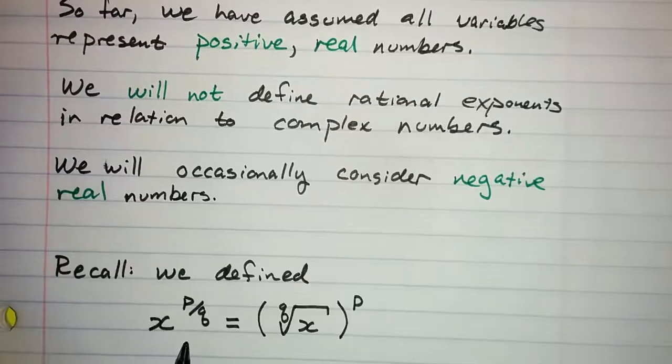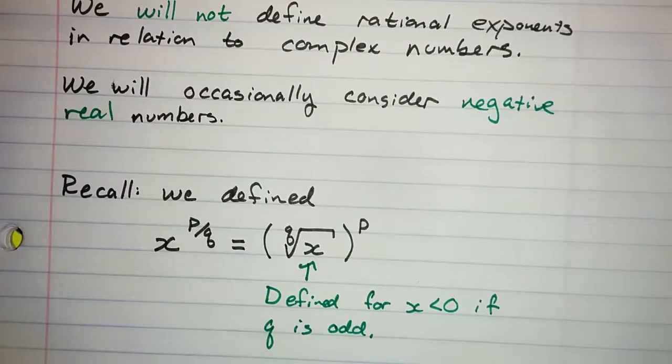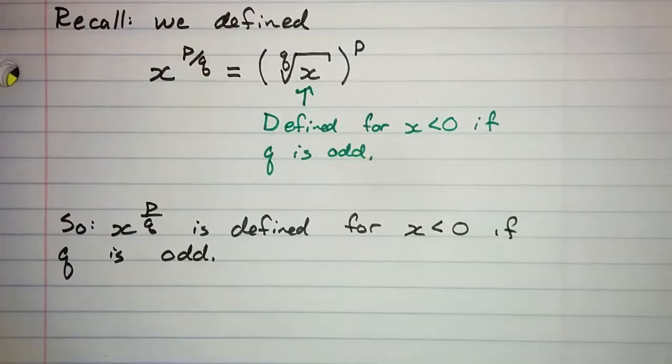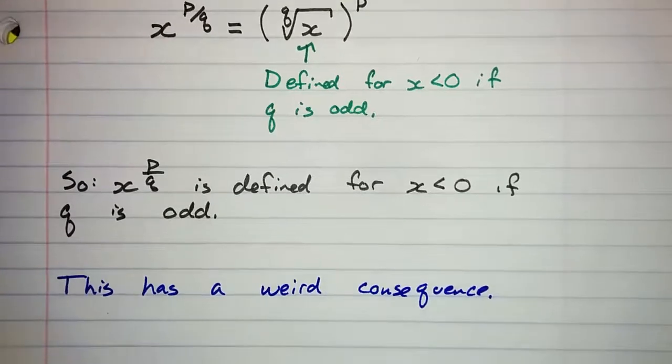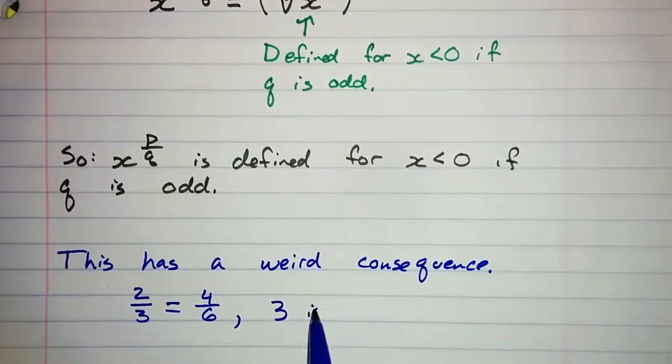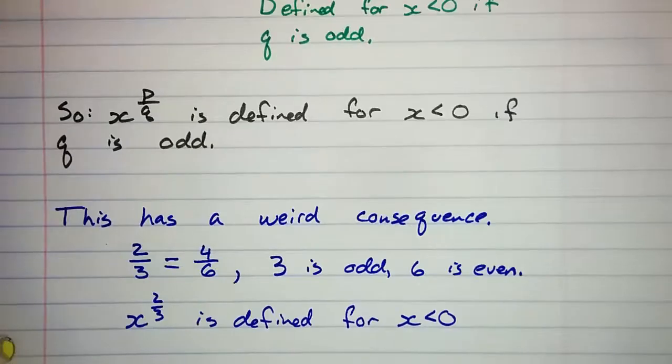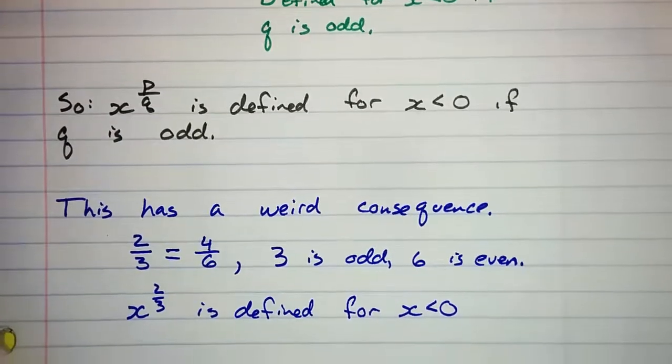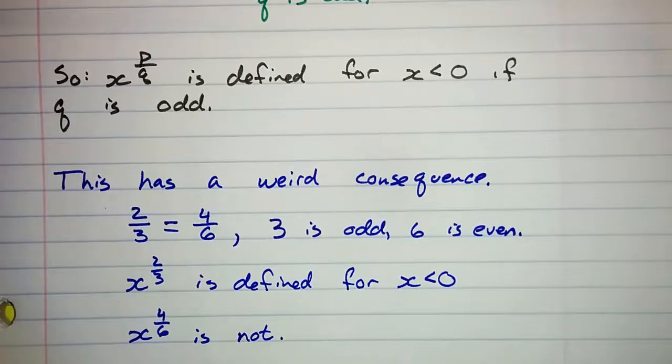Well, remember, we defined x to the p over q to be the qth root of x to the pth power. When is this defined for x negative? This is defined for negative values of x if q is odd. So we say, this has a weird consequence. As I hope we're all aware, 2/3 is equal to 4/6. But 3 is odd, 6 is even. So x to the 2/3 is defined for x negative, x to the 4/6 is not.